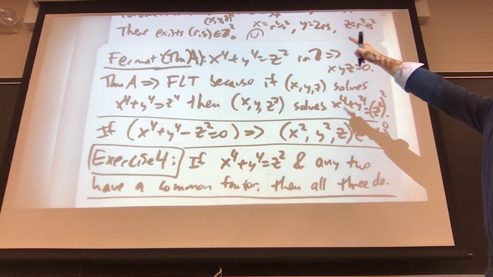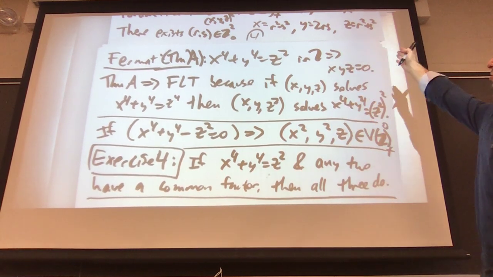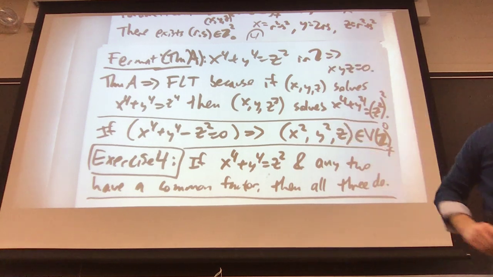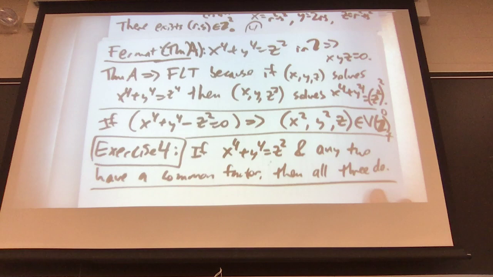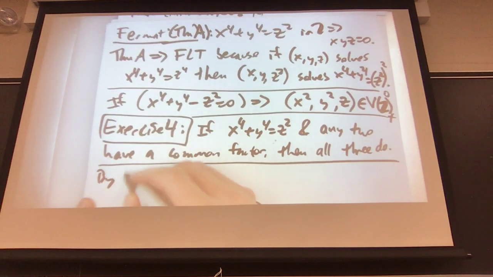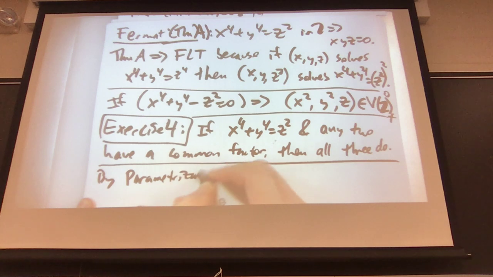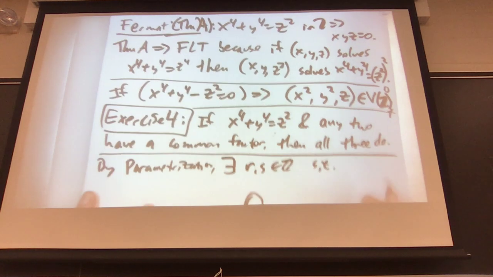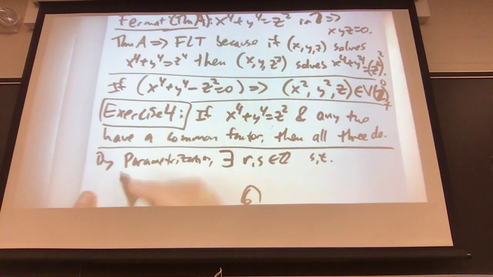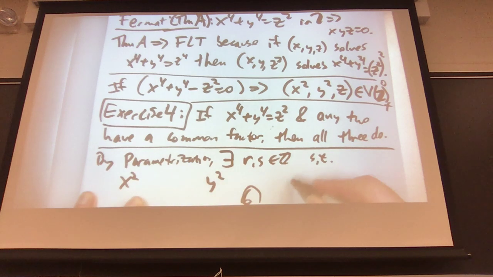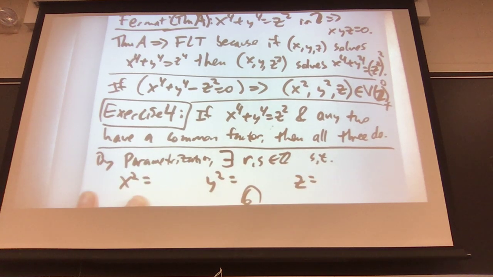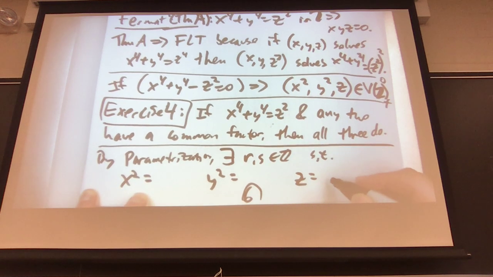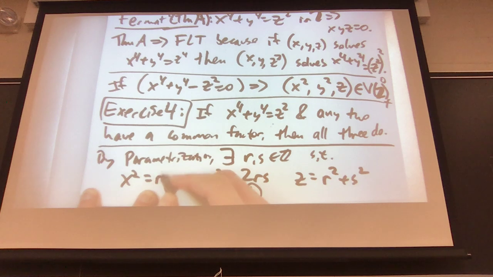And the parametrization says that anytime you have a Pythagorean triple, there must exist numbers r and s. So by parametrization, there exist integers r, s such that x squared, y squared, z has that parametrization. And you remember what it was? z is r squared plus s squared, y is 2rs, and x squared is r squared minus s squared.